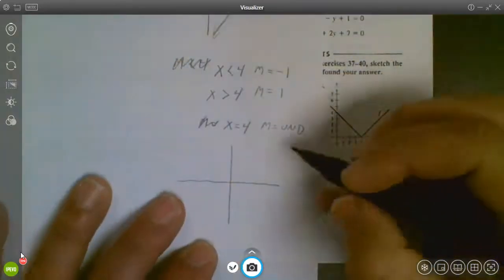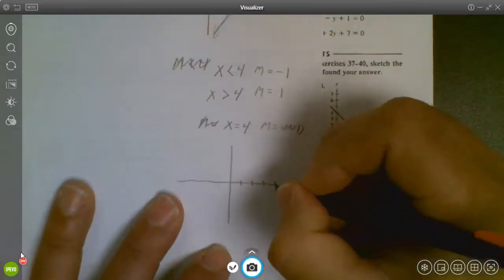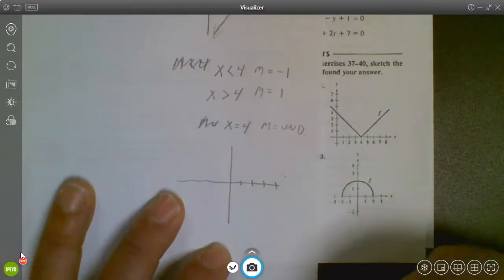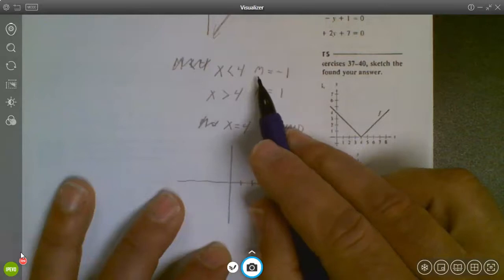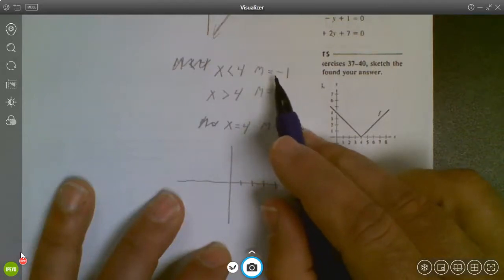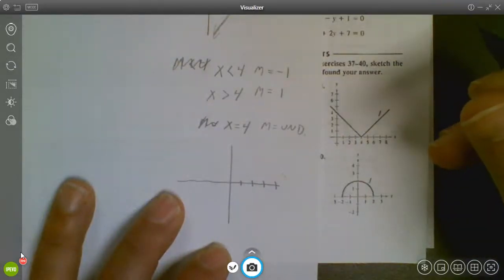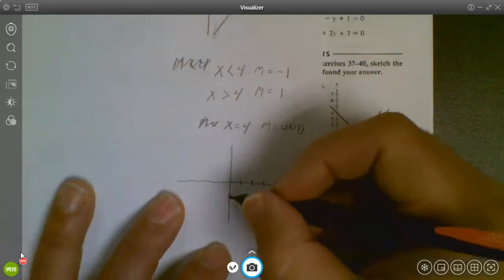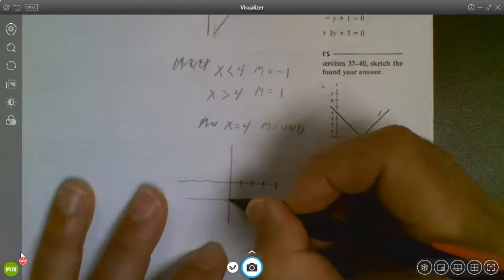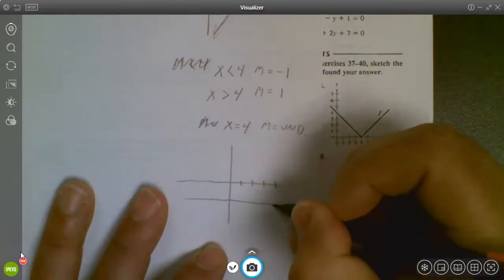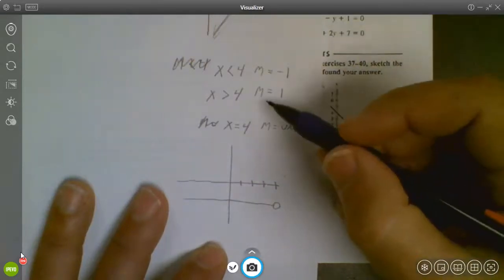The main thing we want to see is at +4, this graph is undefined, so I'm not putting a point right there. Everything to the left of 4, I have a constant horizontal line. Just think of the equation: if I just said graph y equals -1, how would you graph that? That would be a horizontal line through -1. So everything to the left of 4 is a constant horizontal line until I hit 4, where it's undefined. Same thing is going to happen with this guy.